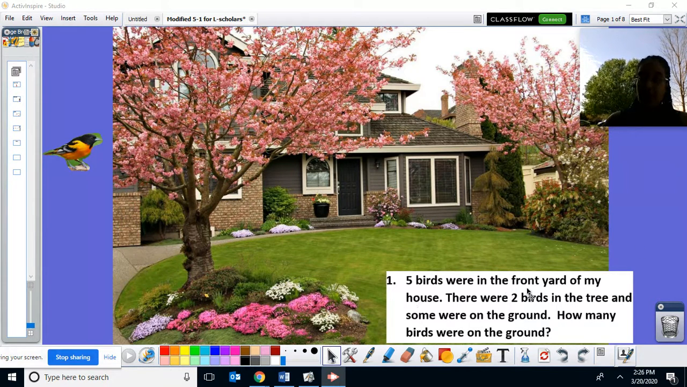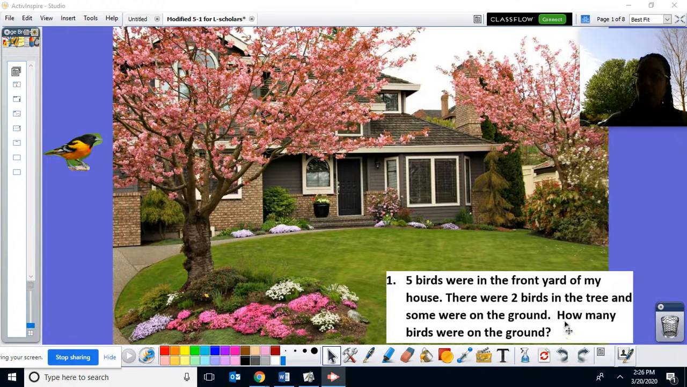5 birds were in the front yard of my house. There were 2 birds in the tree, and some were on the ground. How many birds were on the ground? Well, to start off, we can start off with a picture. So we're going to use this picture right here. Of course, it's a photo, but it'll work.